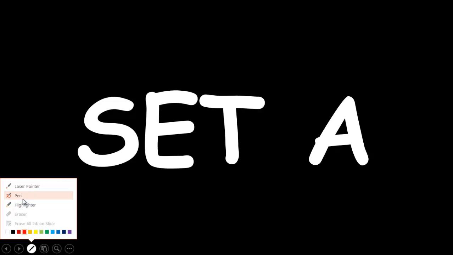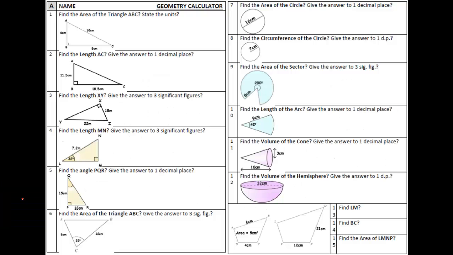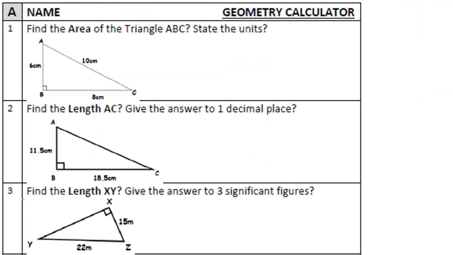Okay, this is the Geometry Calculator Set A worksheet. So let's have a look at the first worksheet, and this is what you should be looking at. Okay, look at the first question. The first question says find the area of the triangle ABC.